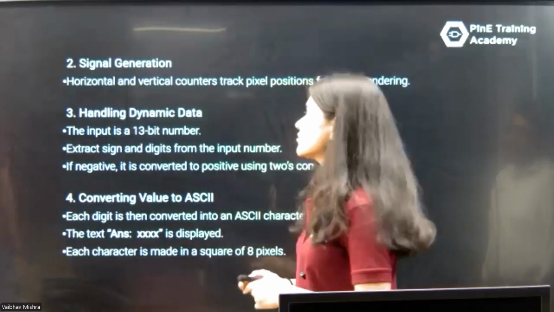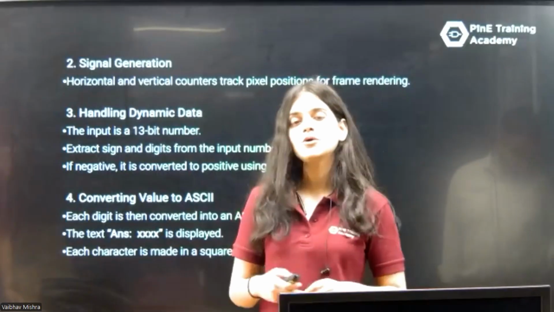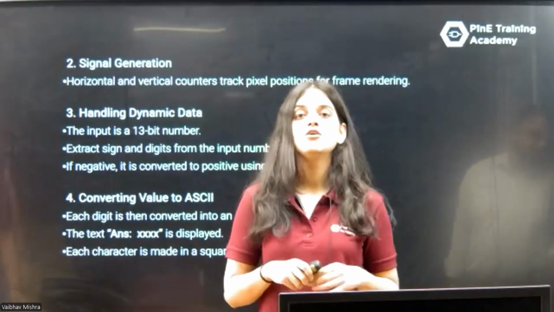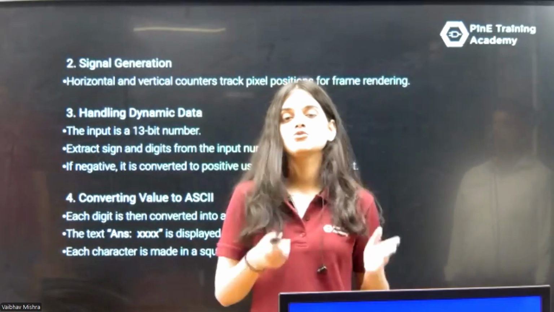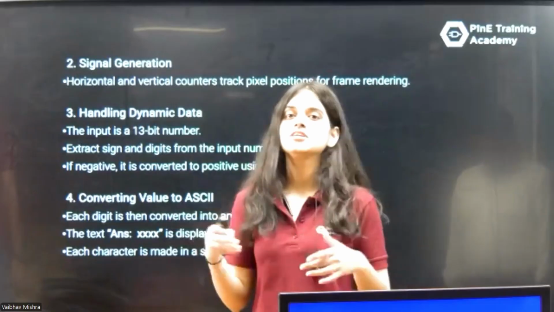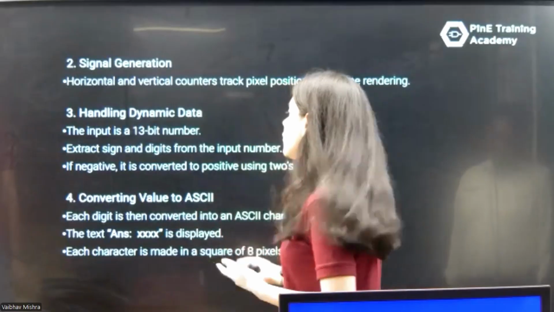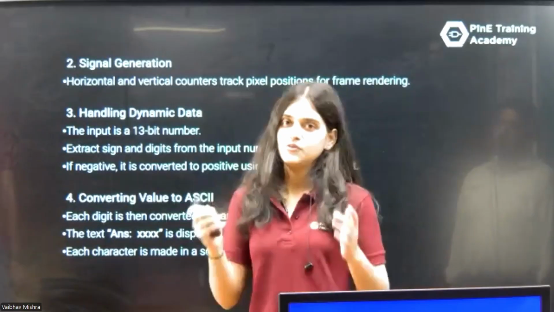The third and the most crucial part is handling dynamic data. As I discussed earlier, the output of our ALU is a 13-bit number. So the input to our VGA is a 13-bit number. The MSB is used to extract the sign of the output, and the remaining 12 bits are used for the final answer. Now, if the answer is negative, we do the 2's complement of the 12-bit number.